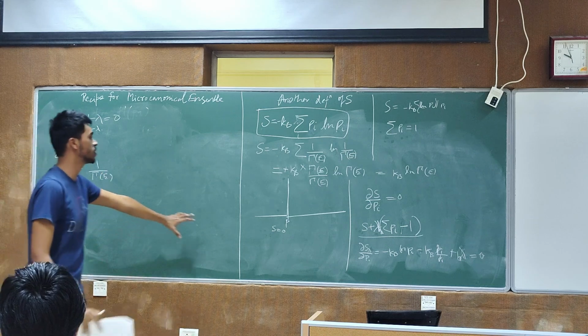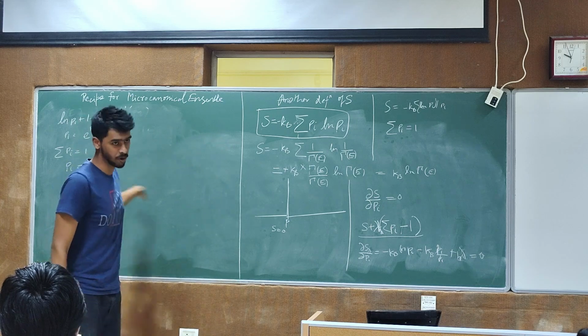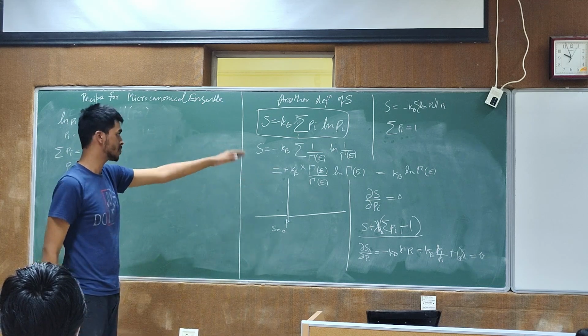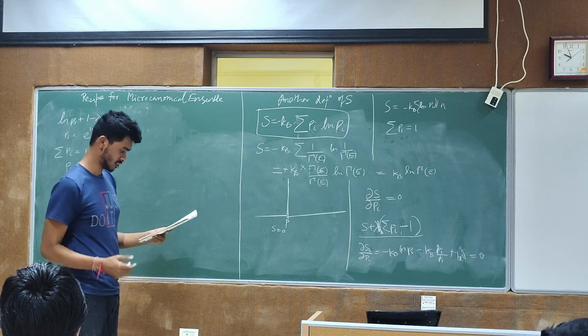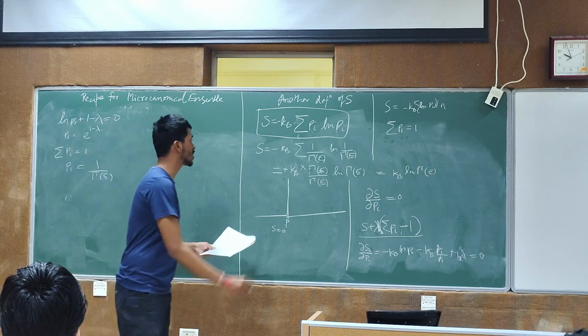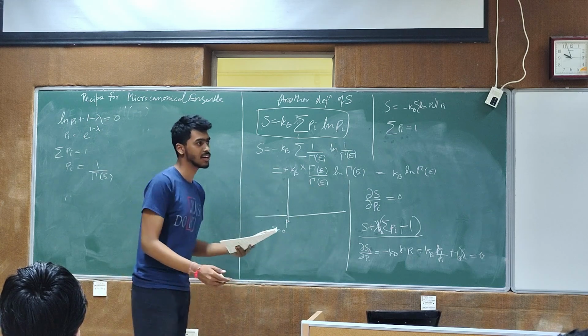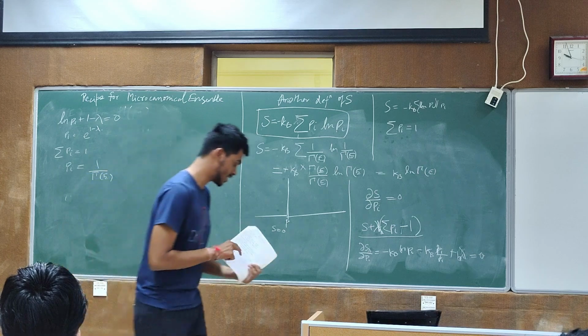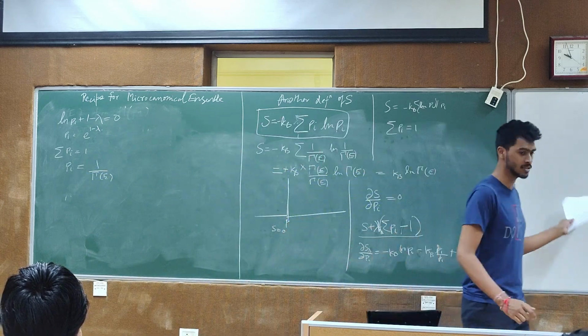So what I've shown you is that when all the probabilities are constant, p_i is constant, your S is maximized. So that is the state of maximum disorder in the system, and that's when all of the states are equally likely.